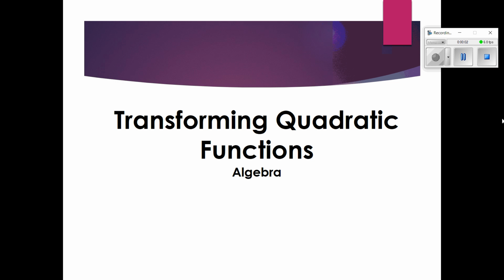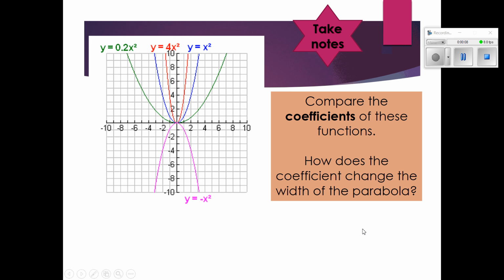Today we're going to be transforming quadratic functions. We're going to look at how changing the a term, which is the term in front of the x squared, and how changing the constant, which is the c term, affects the quadratic function. First, if you look at these quadratic functions that are here, they're color coordinated.